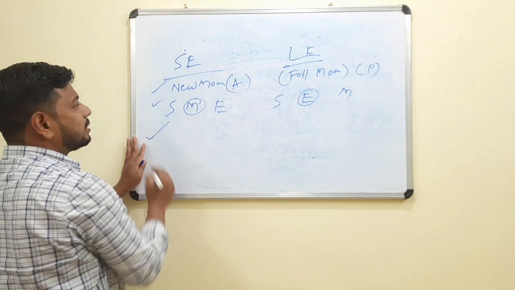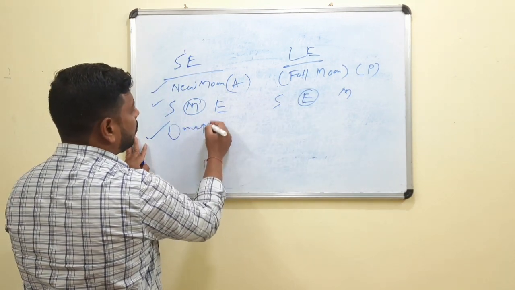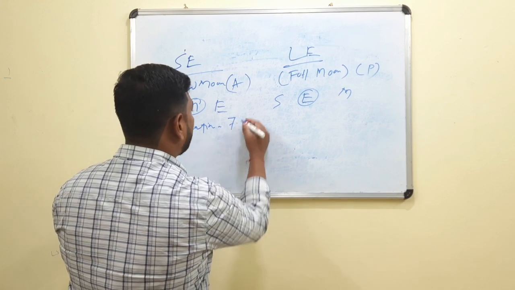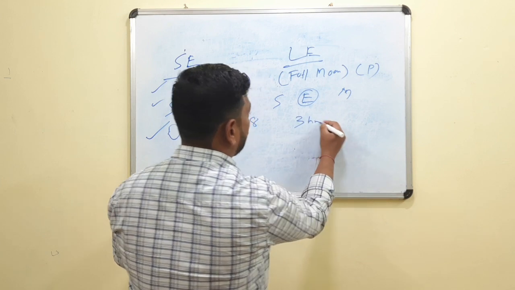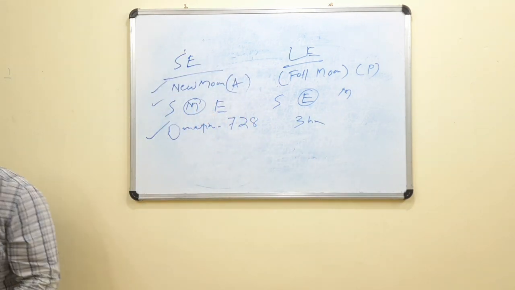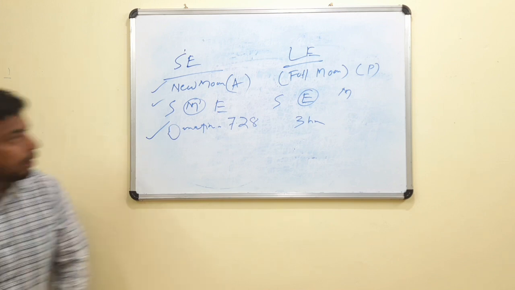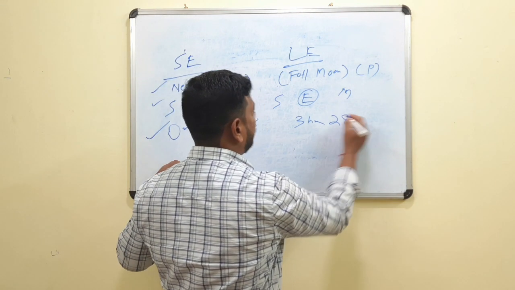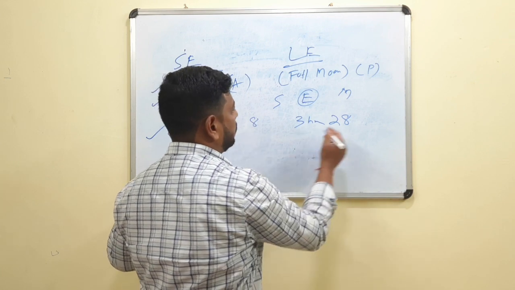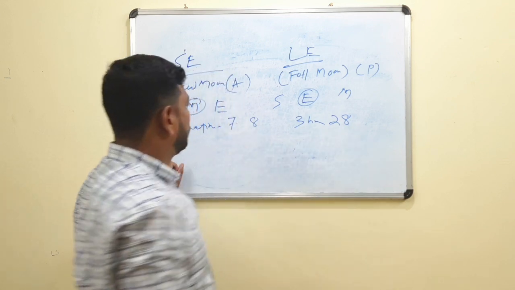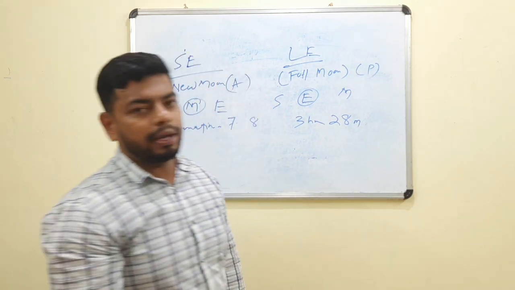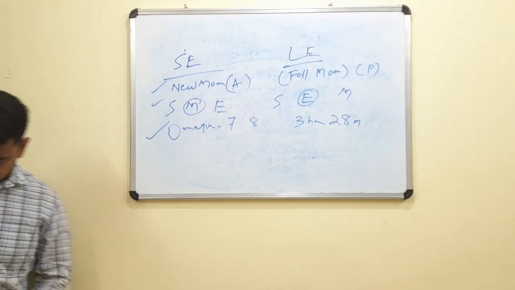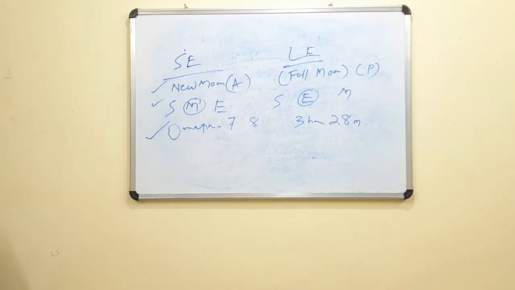Okay, next is the duration. How much? 7 minutes 28 seconds, and this one is 3 hours 28 minutes. The solar eclipse is 7 minutes 28 seconds, and the lunar eclipse is 3 hours 28 minutes. Fine, clear? Okay, next.